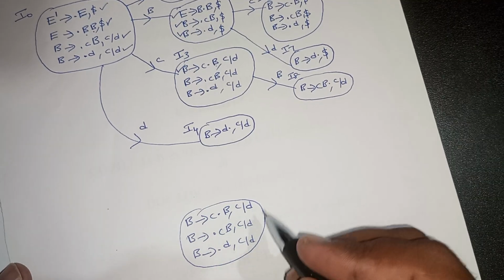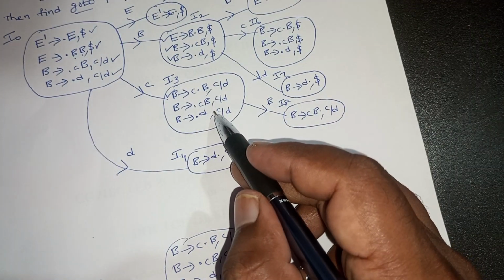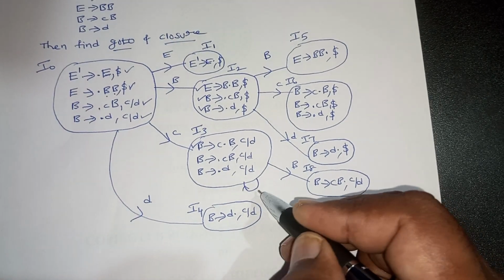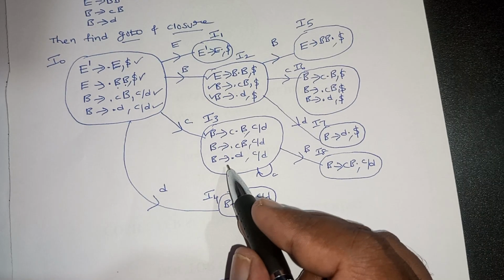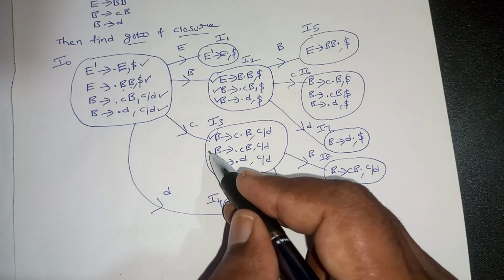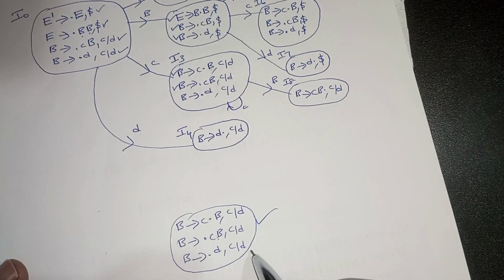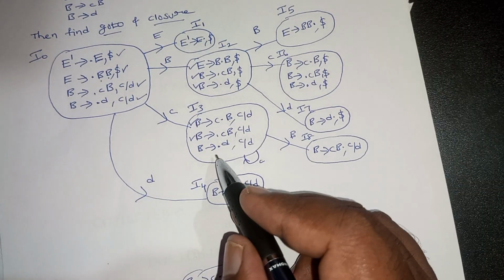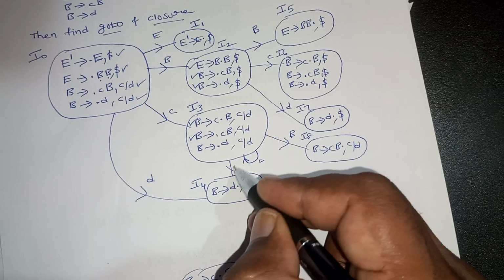By observation, this and this both are the same. Then what you have to do is simply keep a self loop on small c. Now what about this? In this I3, this is also over. I have given a self loop. Why? Because whatever item you are newly getting is the same as I3, so give the self loop. Now B tends to D dot. By observation, you give it like this.